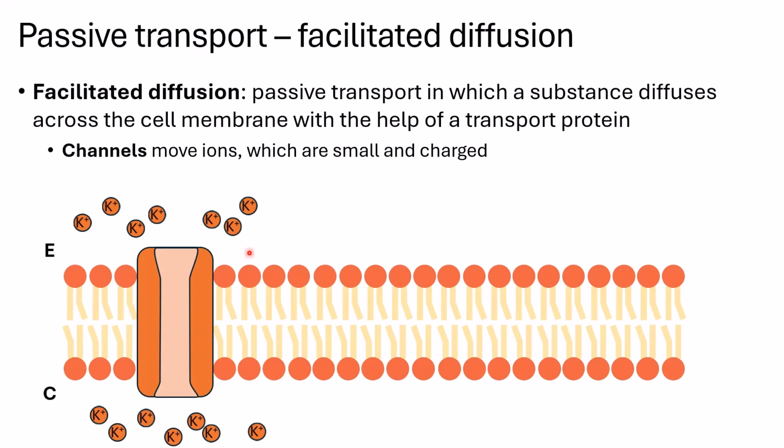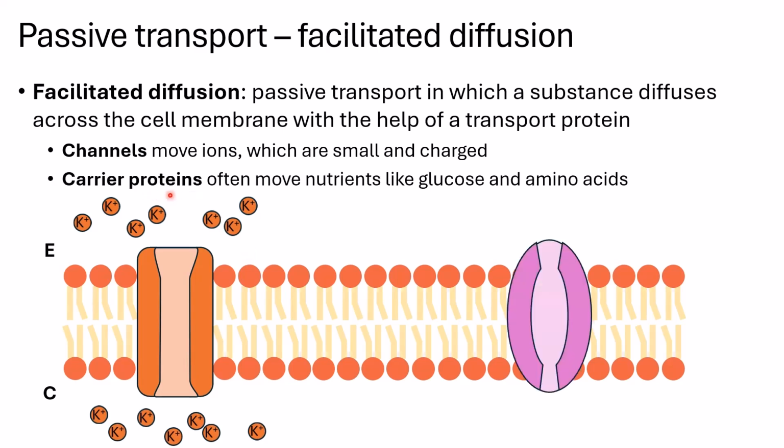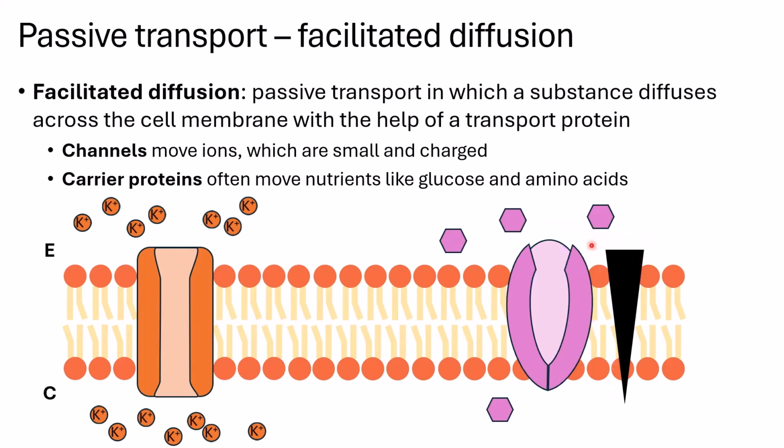For macromolecules like glucose and amino acids, carrier proteins are used. Unlike channels, these proteins have to bind to their substance and essentially carry them to the other side, which limits how quickly their substances can travel across the membrane. In this example, we have glucose represented by these hexagons, with the concentration being higher outside the cell. The carrier protein has to open up, bind to glucose, bring it to the other side, then release it.